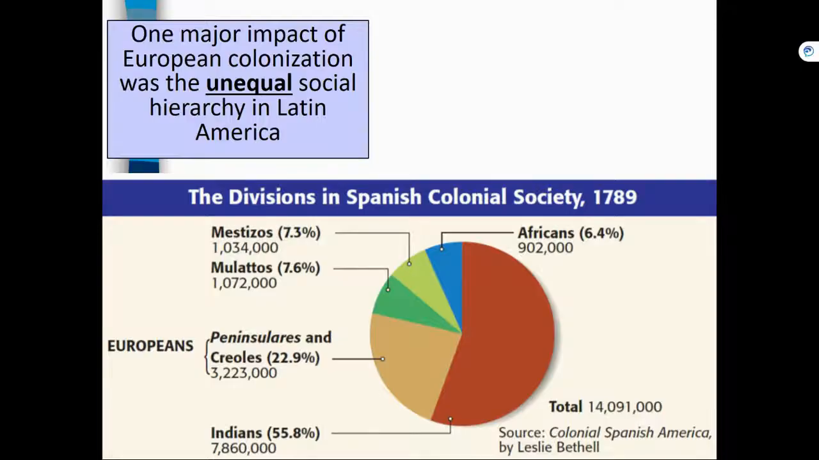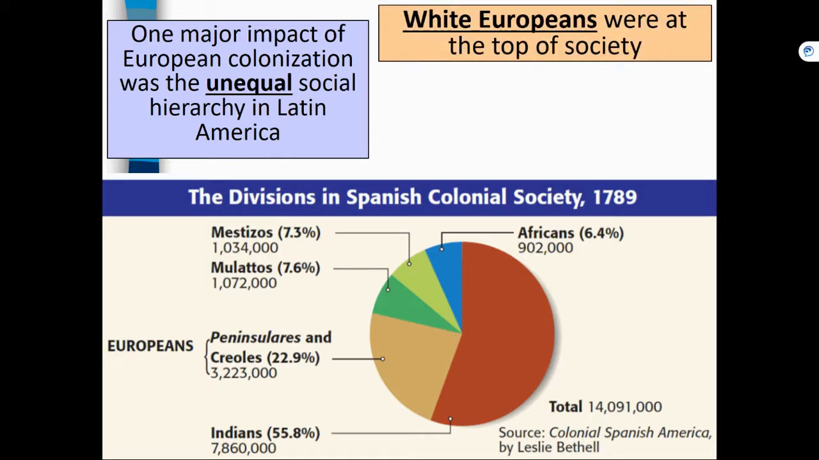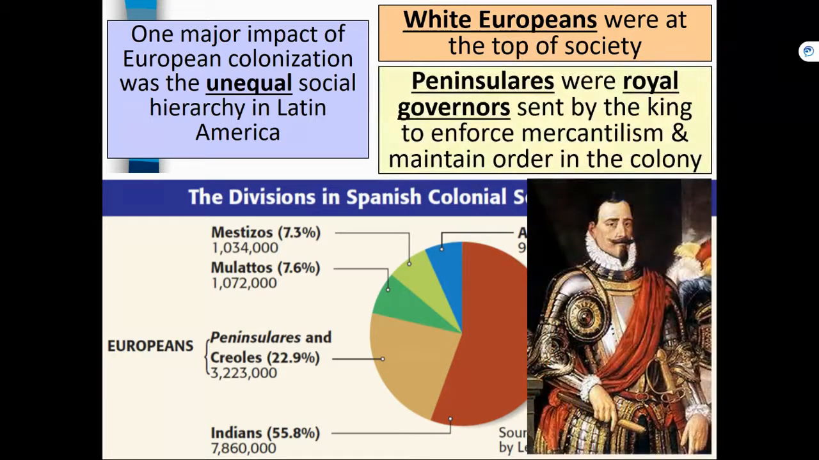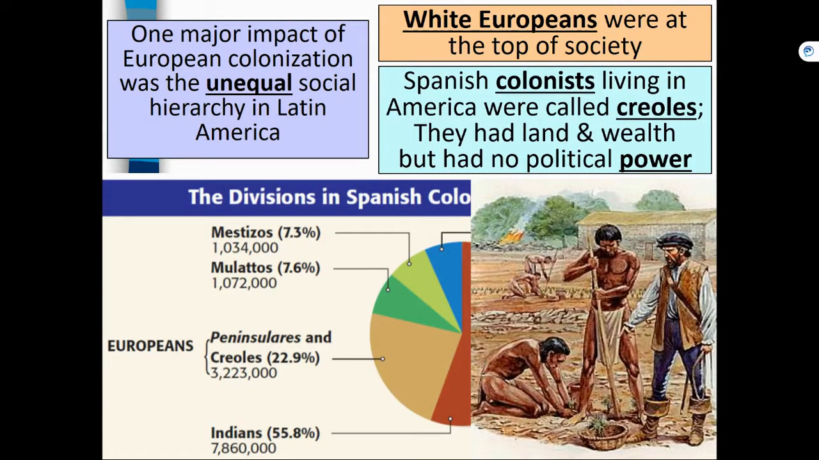One major impact of European colonization was the unequal social hierarchy in Latin America. White Europeans were at the top of society. Peninsulares were royal governors sent by the king to enforce mercantilism and maintain order in the colony. Spanish colonists living in America were called Creoles. They had land and wealth, but had no political power.